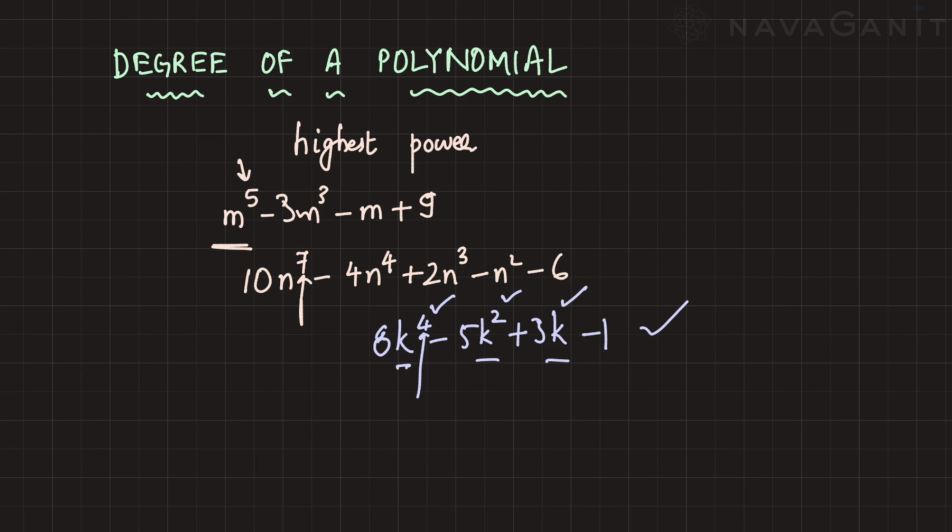Now the key points to remember from this video are, first, what is a polynomial. A polynomial has variables with non-negative integral powers. This you need to remember. Secondly, a polynomial can be in one variable or two variables and so on. Thirdly, the degree of a polynomial is the highest power of a variable in the expression.